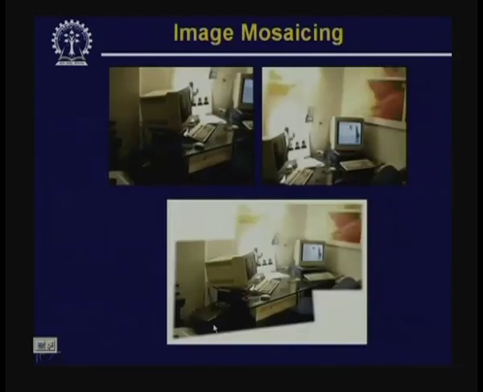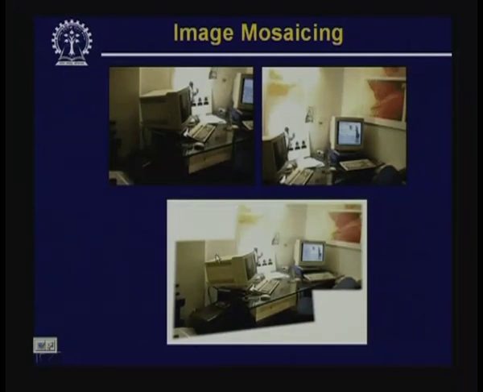The other application of this is for image mosaicing. Normally the cameras have a very narrow field of view. So, using a camera which has a narrow field of view, you cannot image a very large area. So, what can be done is, you take smaller images of different regions in the scene, and then you try to stitch those smaller images to give you a large field of view image. So, that is what has been shown here.